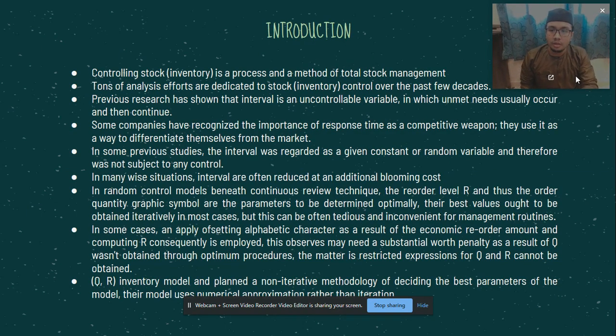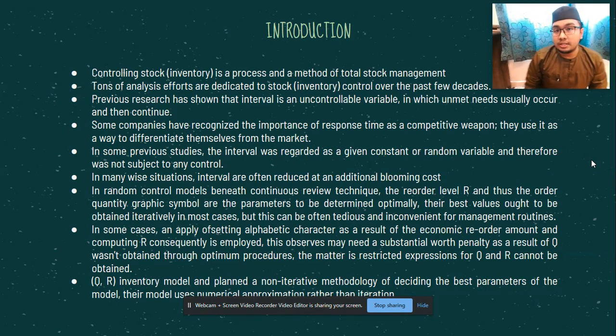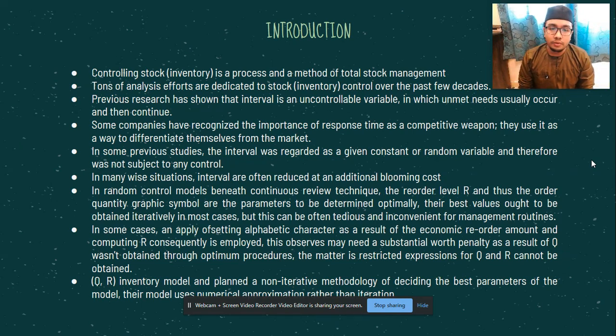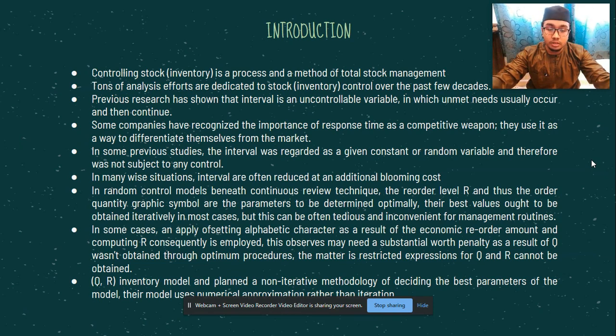Introduction. Controlling stock inventory is a process and a method of total stock management. Tons of analysis efforts have been dedicated to stock inventory control over the past few decades. Previous research has shown that lead time is an uncontrollable variable in which unmet needs usually occur and then continue. Some companies have recognized the importance of response time as a competitive weapon. They use it as a way to differentiate themselves from the market.